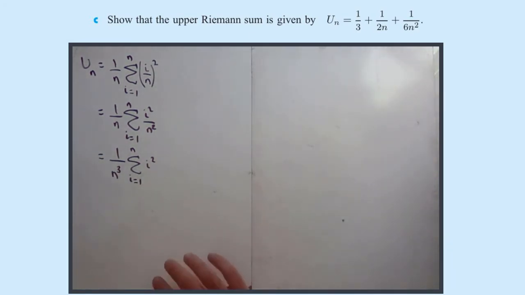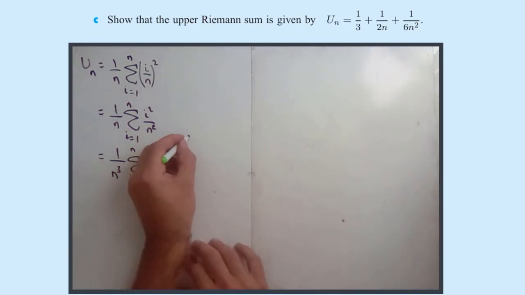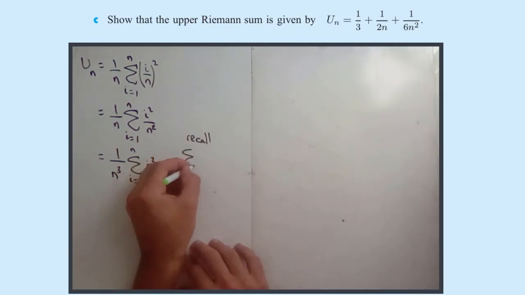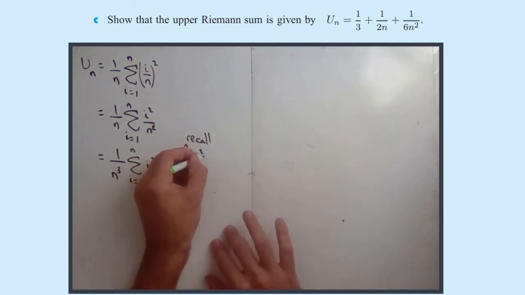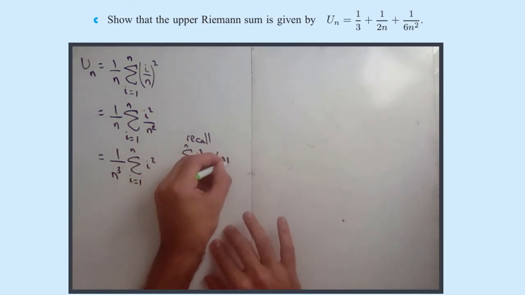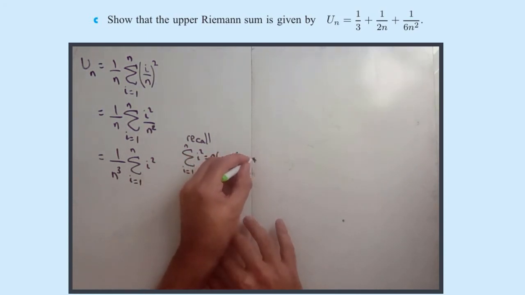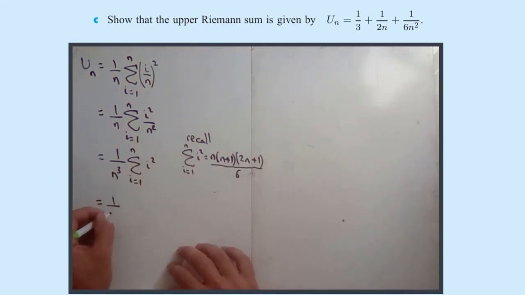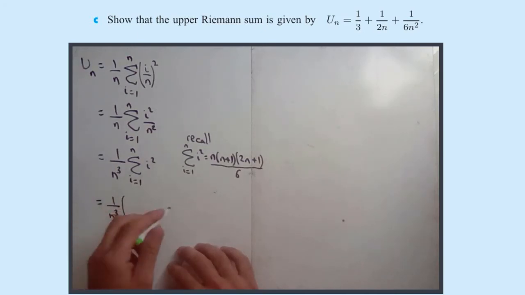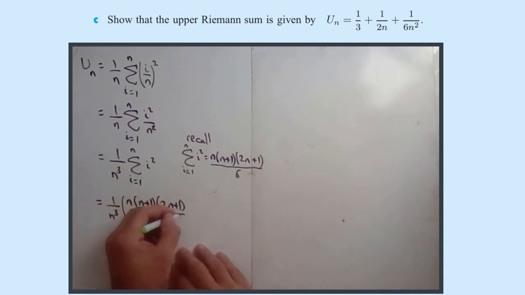Now this is a lot easier than the lower sum. We don't have to do any adjustment. Remember, I'll just write it on here again. So recall the sum from i equals 1 to n of i squared, as in the sum of the first n square numbers, was n times n plus 1 times 2n plus 1 all over 6. And we can just put that straight in here. So now we have 1 over n cubed times n plus 1, 2n plus 1 all over 6.